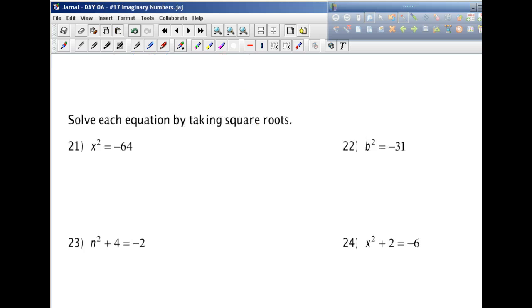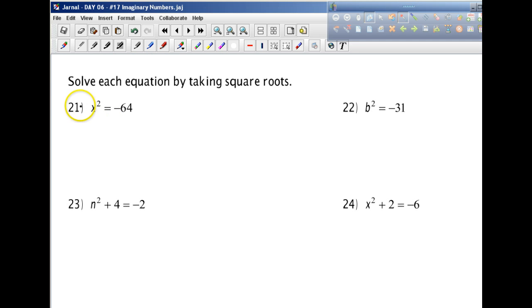All right, and the last problems are kind of like the warm-ups that we just did. First thing, square root both sides, x equals plus or minus, and so on. Okay.